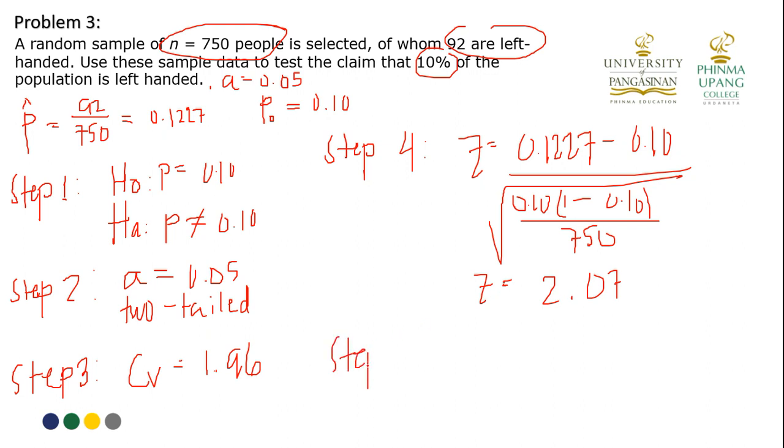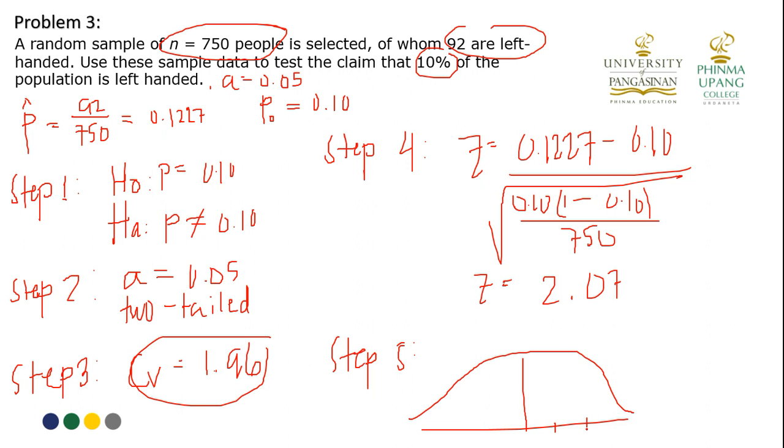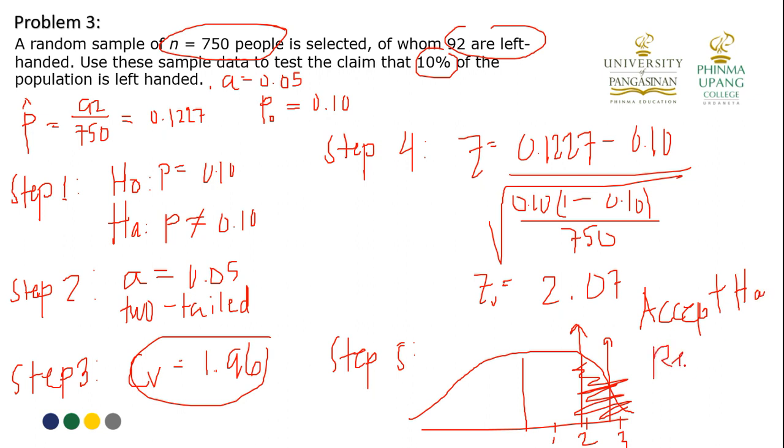So, step 5. Step number 5, decide natin. So, yung critical value is 1.96. This is 1, this is 2, this is 3. So, 1.96 nandito po. Tapos, nandito yung ating computed z value. So, nandun siya sa rejection area. Nasagasaan siya ng rejection area. So, ibig sabihin, accept. Sinong i-accept? Alternative. Very good. HA, sir. Alternative. Then, reject natin si HO. That is day 24.